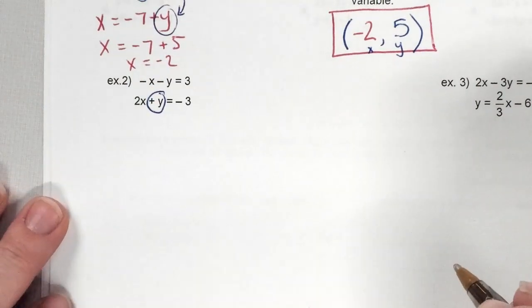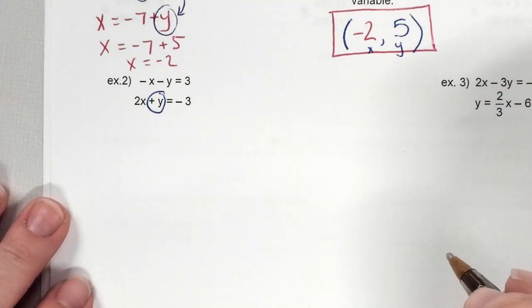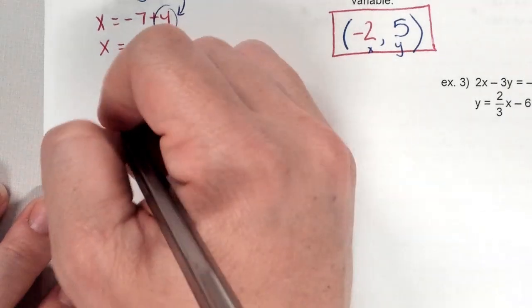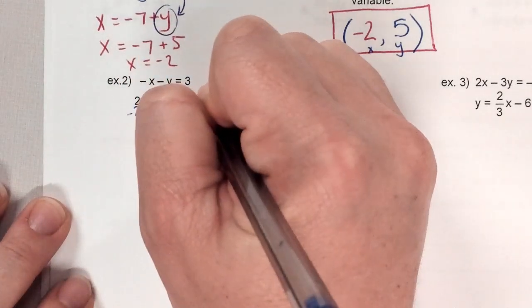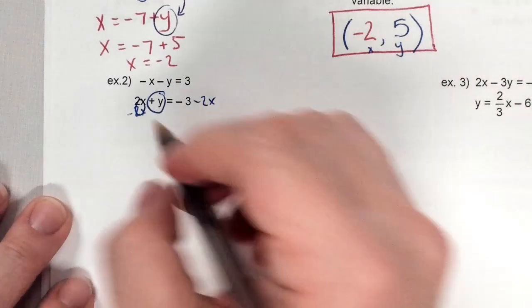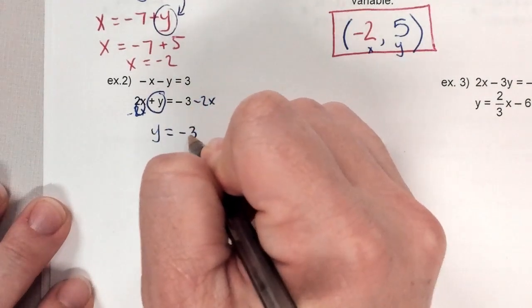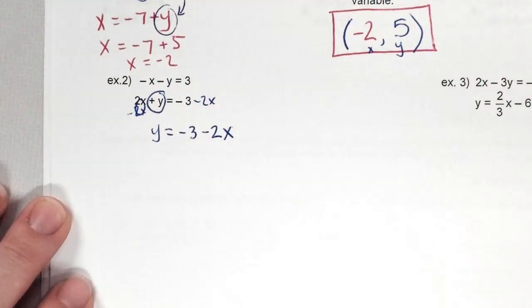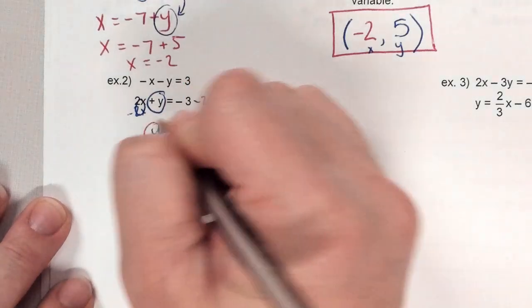How do I get that y by itself? That moves away. So I have y equals negative 3 minus 2x. And that is my substitute.